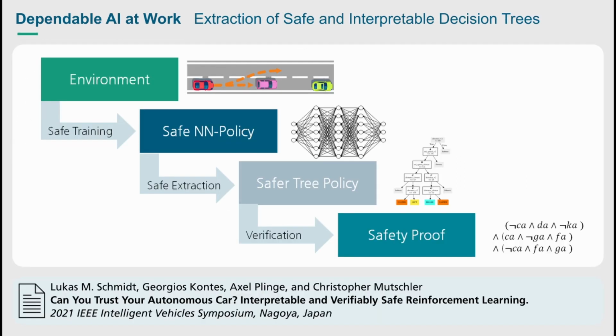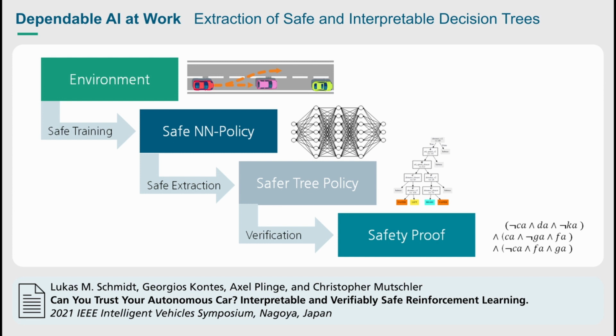To make our agent's behavior trustworthy, we went one step further in the paper, Can You Trust Your Autonomous Car? Interpretable and Verifiable Safe Reinforcement Learning. Once a behavior or policy is learned by an artificial neural network, we use that trained network to train a decision tree by imitation learning. In this step, we make sure that the tree policy is at least as safe as the network. This decision tree policy is then used to drive the car.